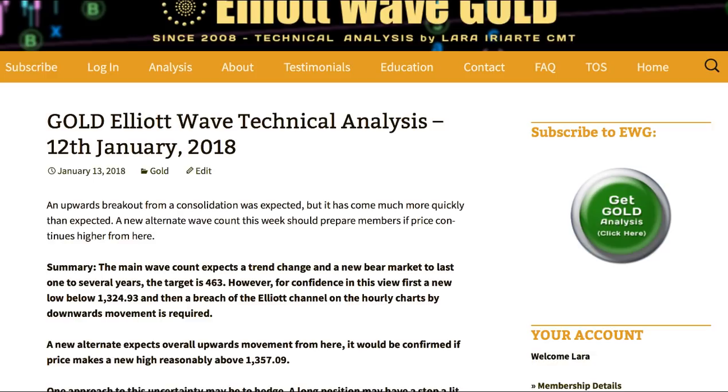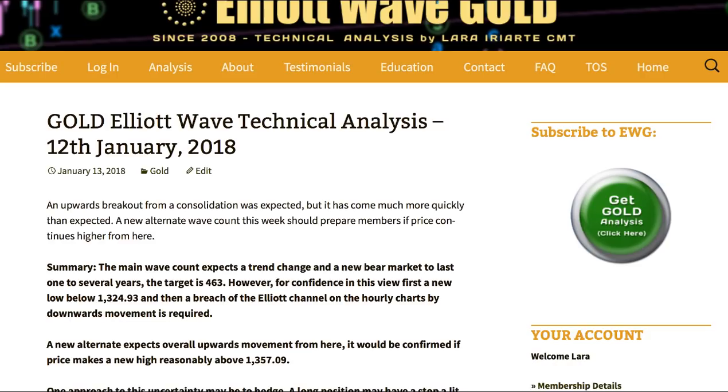The main wave count expects a trend change here in a new bear market to last 1 to several years. The target is a very low 463. However, before we can have any confidence at all in this view, we need to see a new low below 1324.93, and then we need to see a breach of the Elliott channel on the hourly charts by downward movement. While we do not have those two conditions met, we cannot have confidence in a trend change.